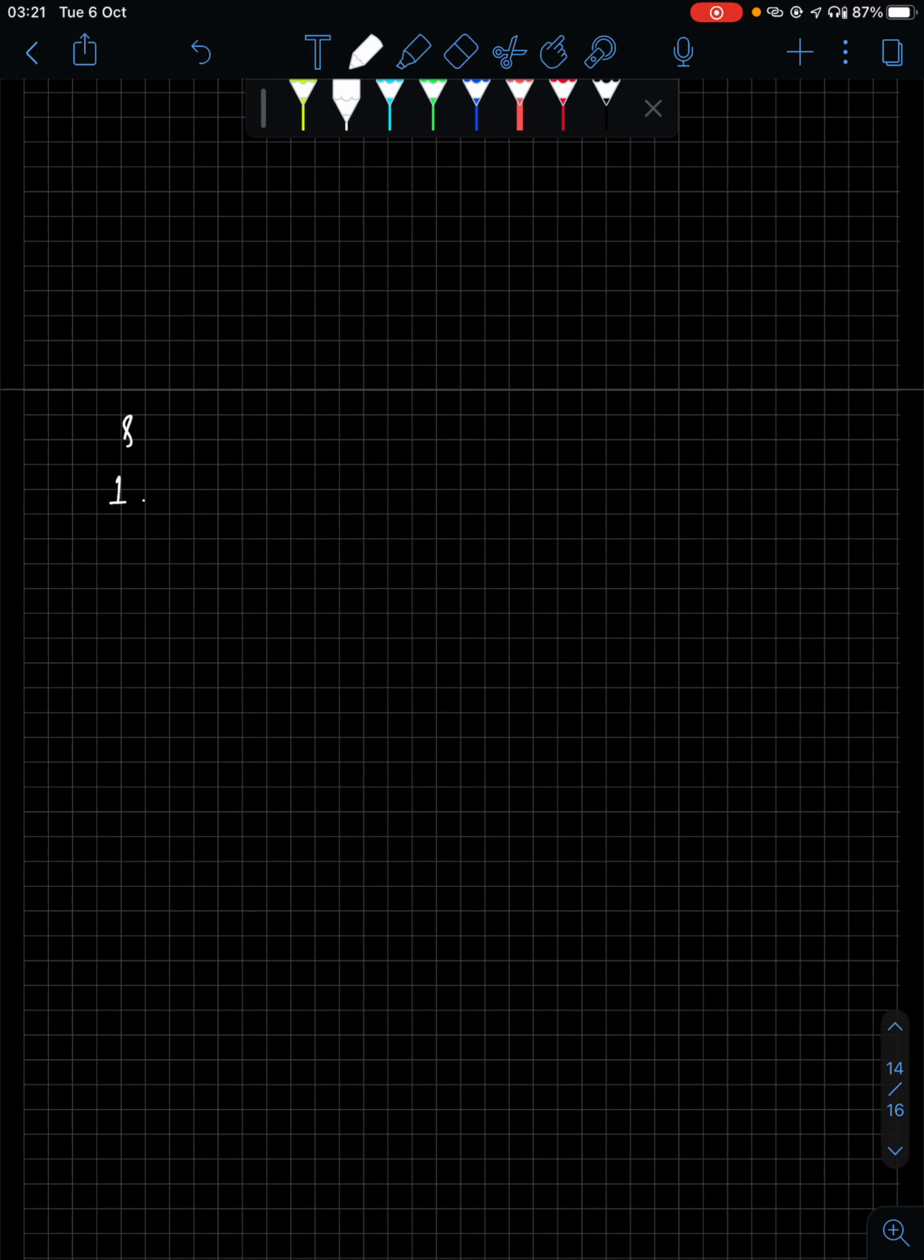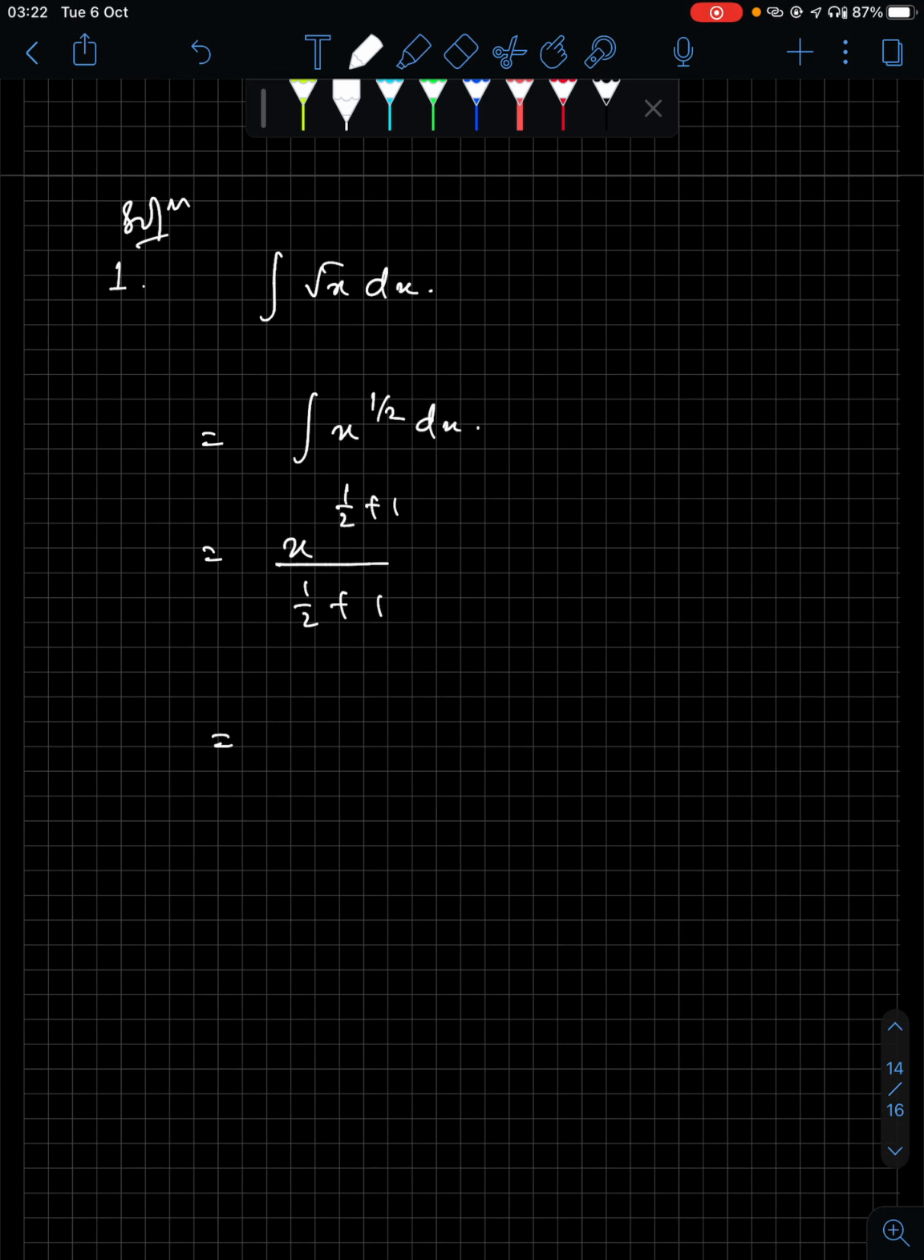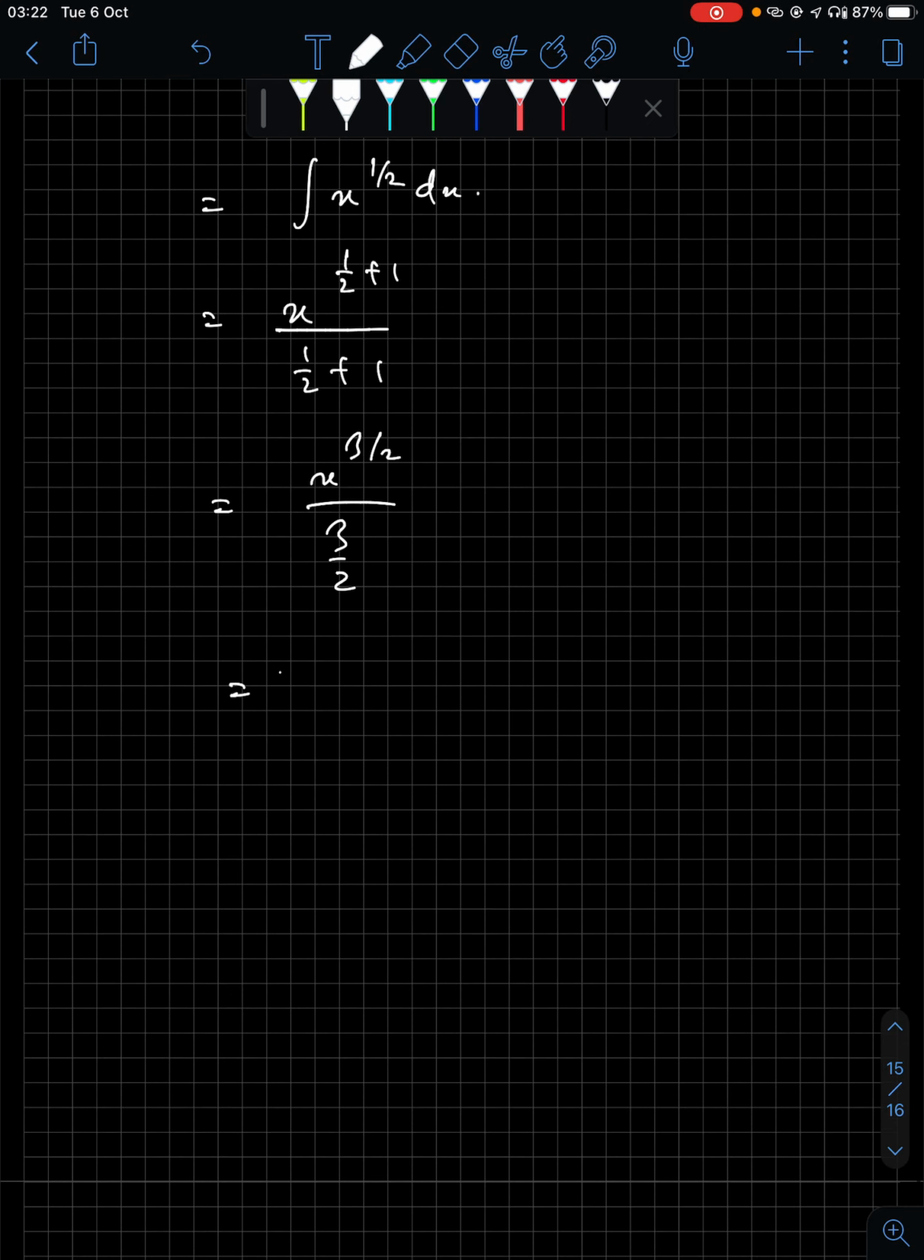So number 1, integral root over x dx. So root over x is integral x to the power half, right? x to the power n plus 1 divided by n plus 1. So x to the power 3 by 2 divided by 3 by 2. This gets you 2 by 3 x to the power 3 by 2. Now x to the power 3 by 2 can be written as x root over x. That's your answer.